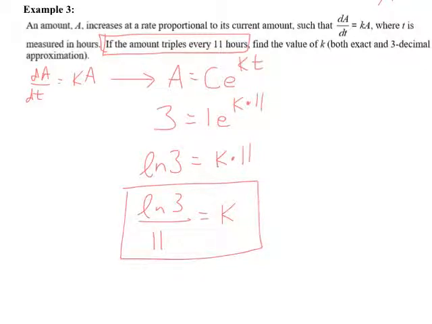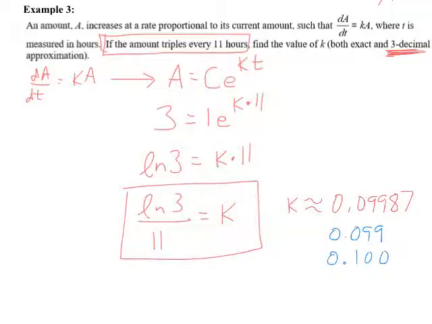And they also ask for the 3 decimal approximation, so we can write that in here as well. Turn to our calculator. k is approximately 0.09987, and if we do the rounded or truncated rule, truncated is 0.099, and the proper rounding on this would be 0.100. Okay, let's head on to example 4.